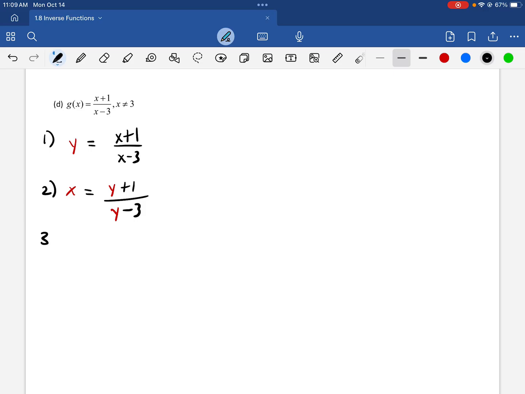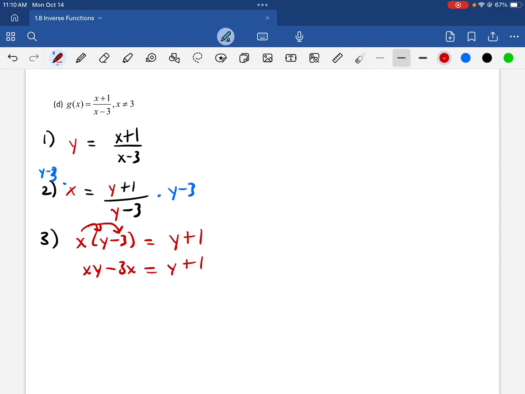And now we're going to take that equation from step 2 and start trying to solve it for y. We're going to do that by multiplying both sides by y minus 3. So we're going to end up with x times y minus 3 equals y plus 1. And I'm going to distribute that x, giving me xy minus 3x equals y plus 1.